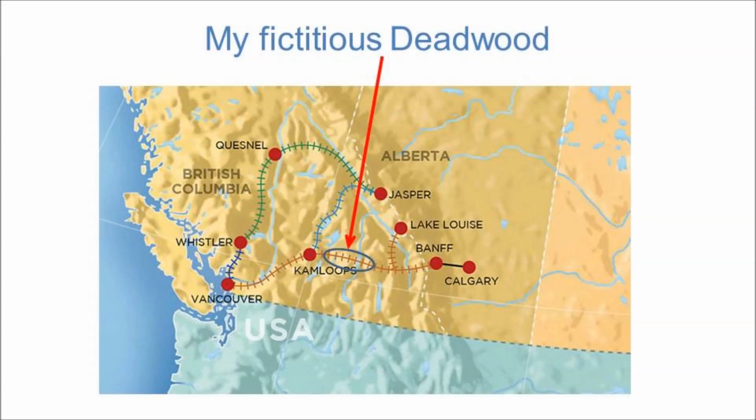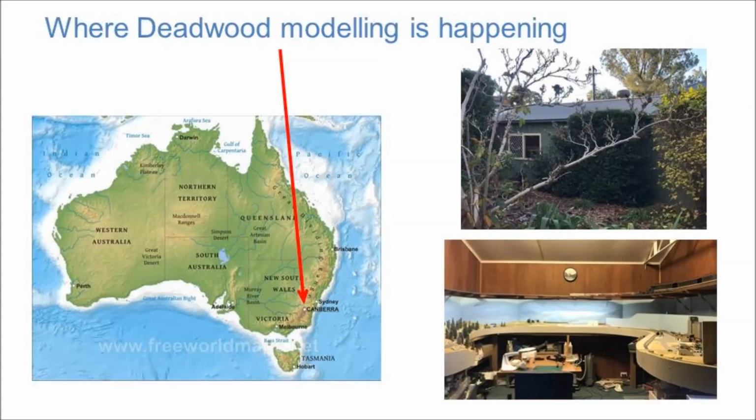My Deadwood is an entirely fictitious town and locale situated somewhere on the Canadian Pacific Railway main line in south-central British Columbia. The countryside is mountainous and is interspersed with valleys used for cropping, grazing, and horticulture. The layout Deadwood occupies the back third of a shed in Canberra, Australia. The lower photo shows the view of Deadwood through the shed window.